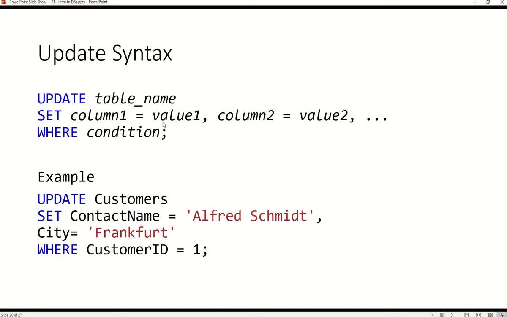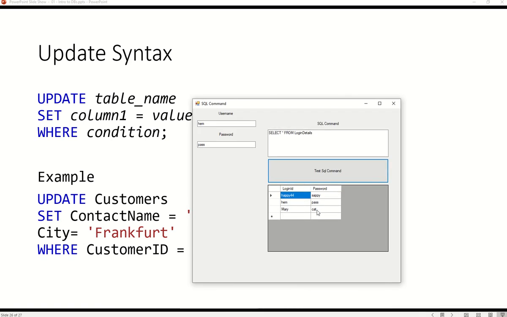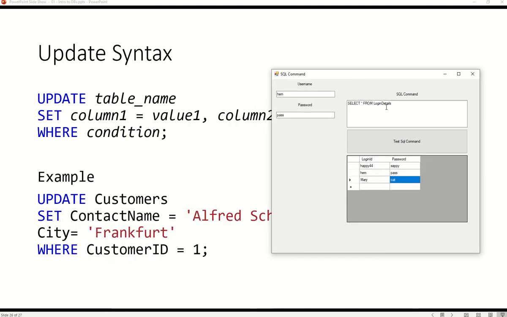Let's have a look at update. Let's update one of these. Let's update this cat to something else, like dog. Make the password dog. All right, so let's try that one. So the example is here. So we write the word update, and then the table name. So the table name is login details, and then we want to set the password to dog. Don't forget the quotes, dog.